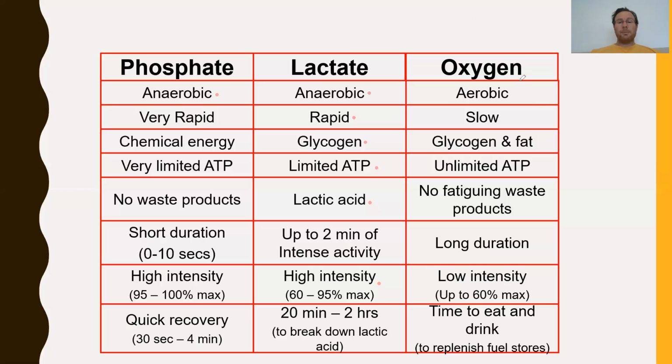So the aerobic system, it is aerobic. It's very slow. The fuels are glycogen and fat and a little bit of protein under starvation or exhaustion. We're pretty unlimited in the amount of ATP that we can generate. There's no fatiguing waste products. In something like a marathon, a little bit of a limitation is even just muscle damage. Muscles get tired. But also, if you push too hard, then your lactic acid starts to be used.